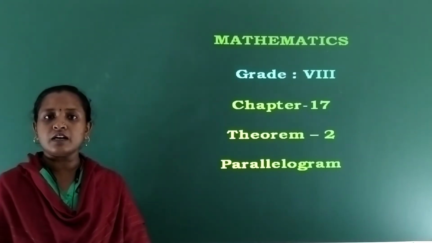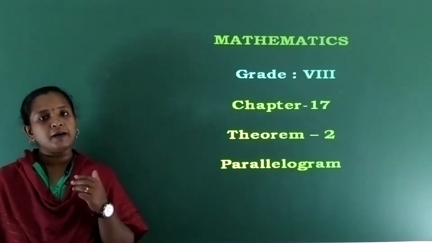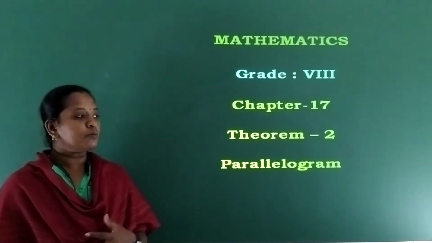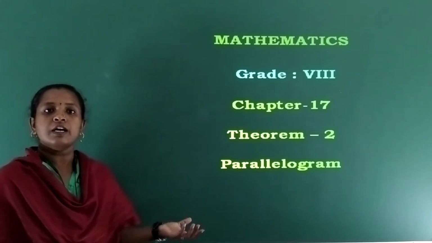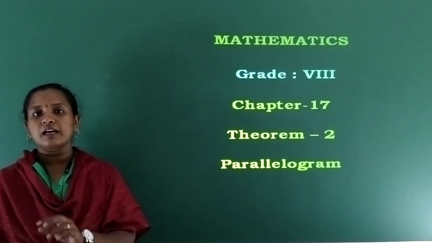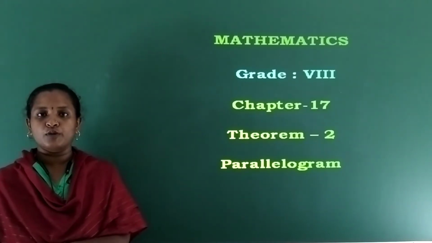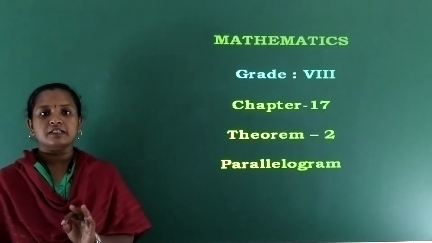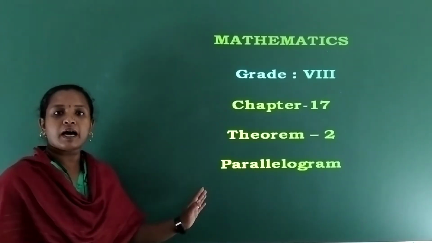Theorem number 3 is also depending upon parallelogram only. Theorem number 4 is also depending upon parallelogram. So only theorem number 2 is enough, children. If you learn theorem number 2, it includes theorem number 3 and 4. They have given the part for theorem number 3 and 4, so no need to do theorem number 3 and 4. So I am going to do theorem number 2, that is parallelogram.